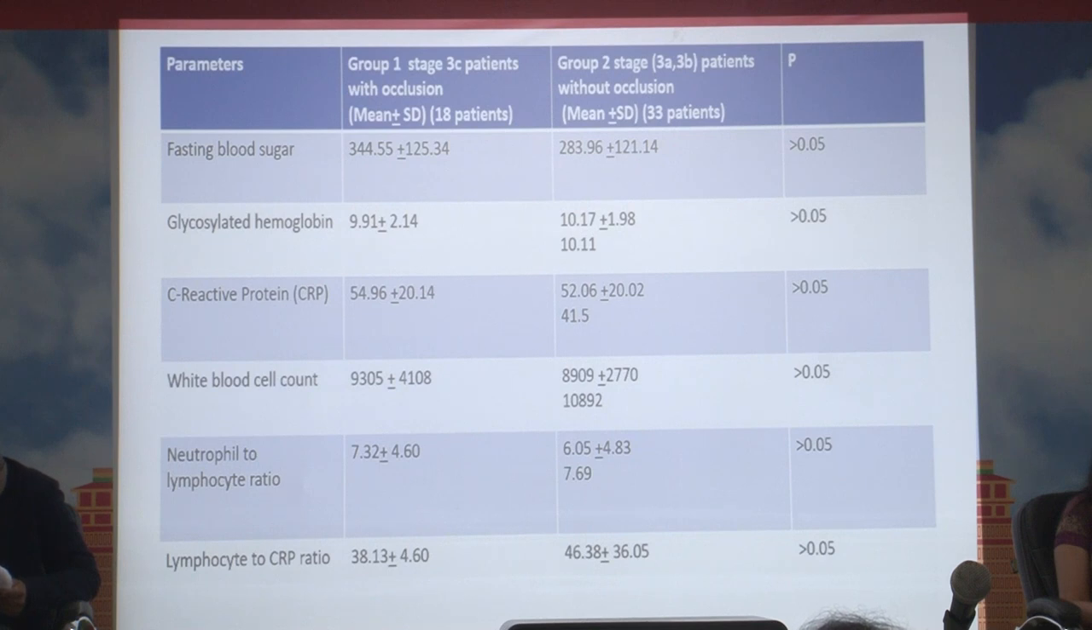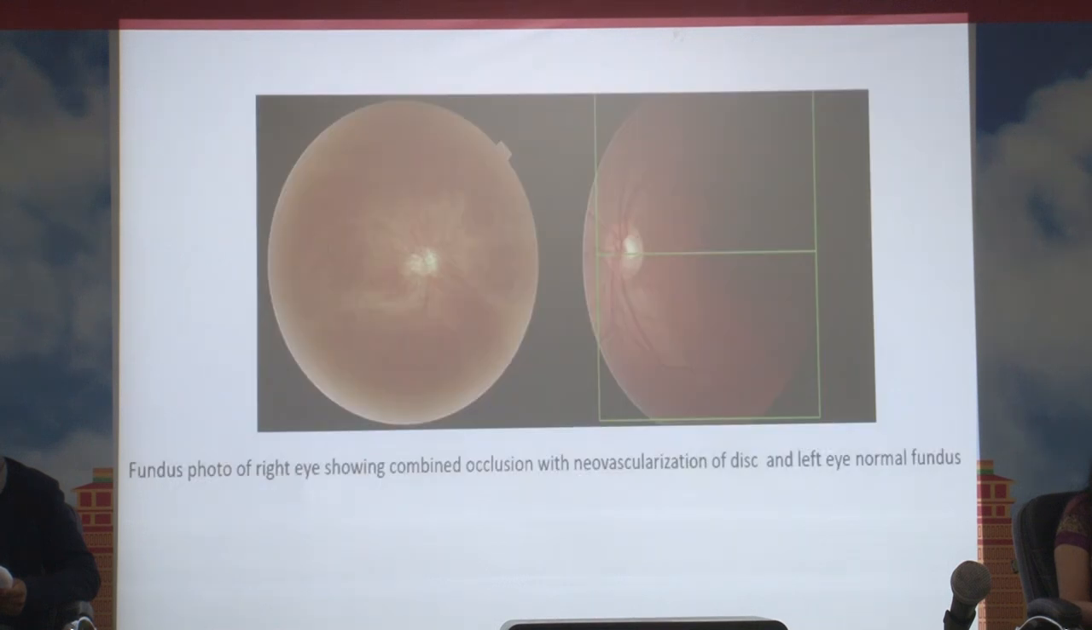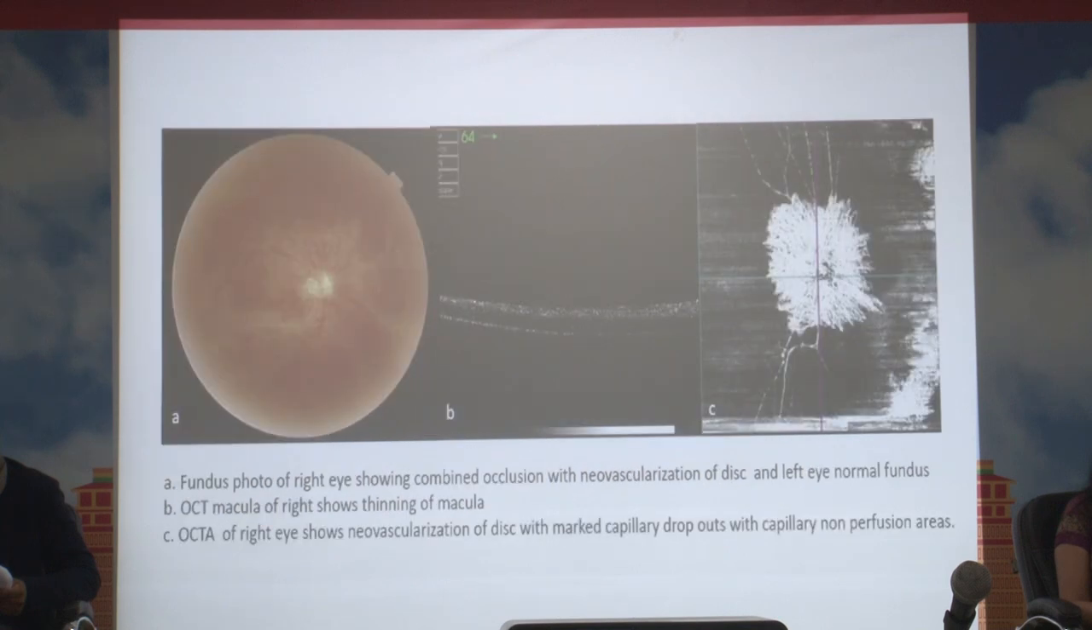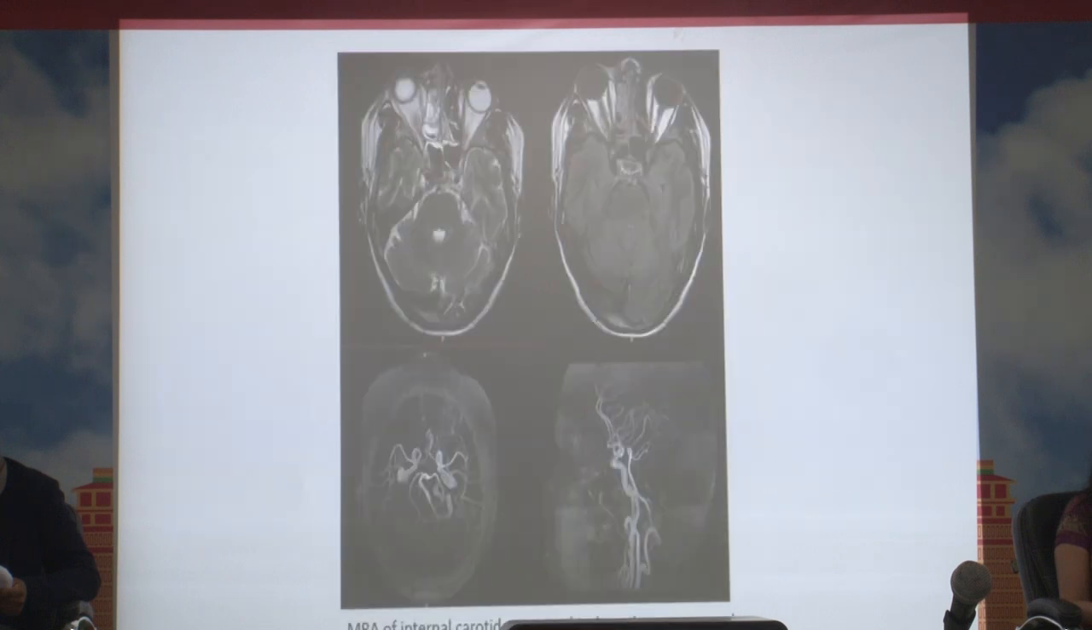When we compared stage 3 patients with occlusion with stage 3 patients without occlusion, that is stage 3A and 3B, there was no significant difference between the biochemical parameters. This is a fundus photo showing right eye combined occlusion with neovascularization of the disc. And the same patient had florid neovascularization on OCT-A and a thinning of the retinal layers on OCT. The same patient had a normal internal carotid artery with normal branches.